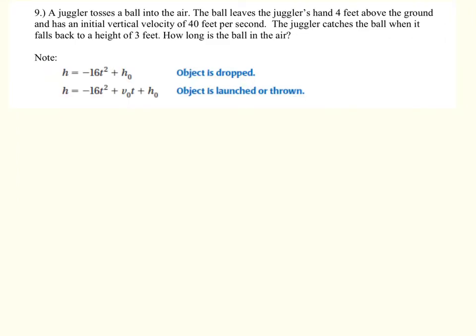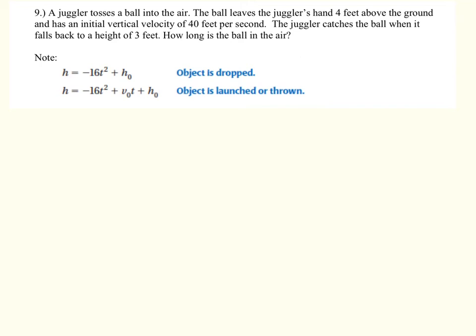Okay, let's take a look at another application problem. A juggler tosses a ball into the air. The ball leaves the juggler's hand 4 feet above the ground and has an initial vertical velocity of 40 feet per second. The juggler catches the ball when it falls back to a height of 3 feet. How long is the ball in the air?